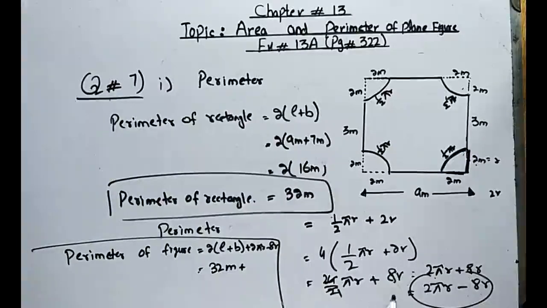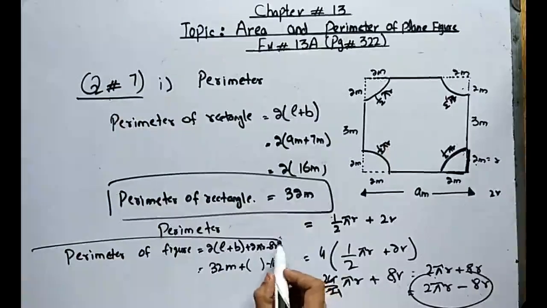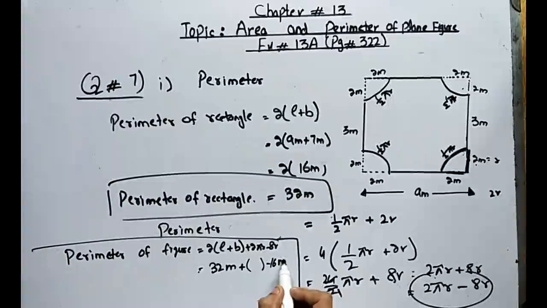r, you will find the value of 2 pi r, you will put r is equal to 2 meter, then you will find the 2 pi r, then minus 8r means r is 2, so it will become 16 meter. Yes, so first you will add these two numbers and then you will subtract 16, then you will get the perimeter of figure.